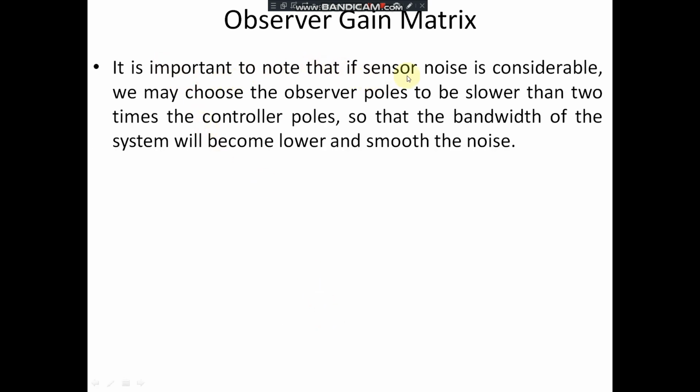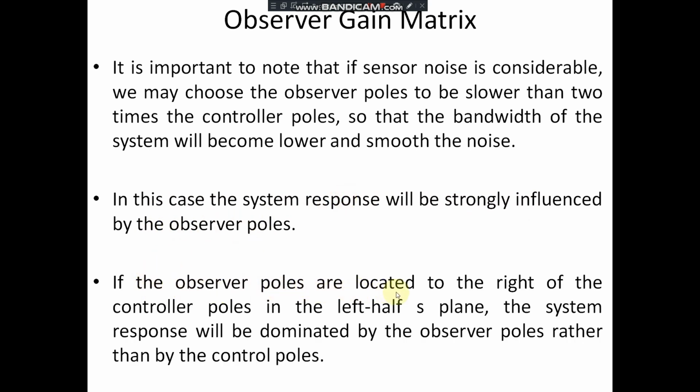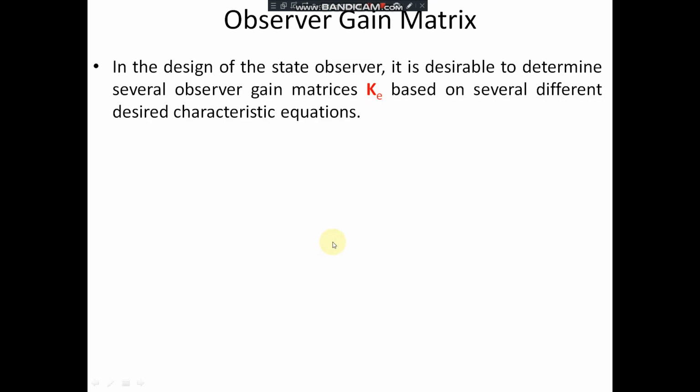It is important to note that if sensor noise is considerable, we may choose the observer poles to be slower than 2 times the controller poles, so that the bandwidth of the system will become lower and smooth the noise. In this case, the system response will be strongly influenced by the observer poles. If the observer poles are located to the right of the controller poles in the left half of the S plane, the system response will be dominated by the observer poles rather than the controller poles.